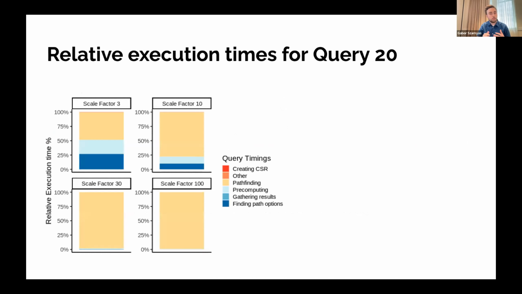And if we look at where the relative time is spent, it's dominated by pathfinding. The CSR creation isn't even showing up in this case. And yeah, so the pre-compute does take a little longer for the smaller scale factors, but it's heavily dominated by the pathfinding in the larger scale factors.